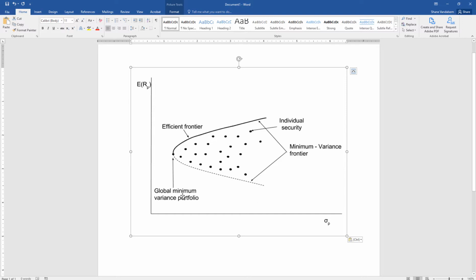The global minimum variance portfolio is the portfolio that's right here. It's at the tip of the minimum variance frontier. It is the risky portfolio, I should say, that has the lowest amount of risk, of variance. Right, so I'm going to draw, although I'm not good at it, a little graph on our notes to describe the next part.